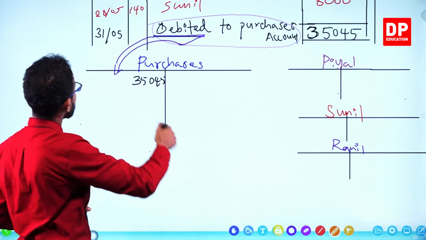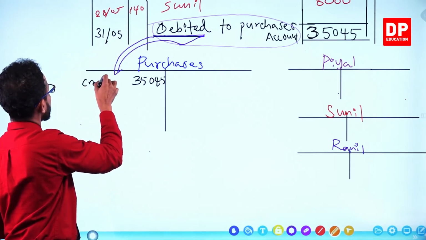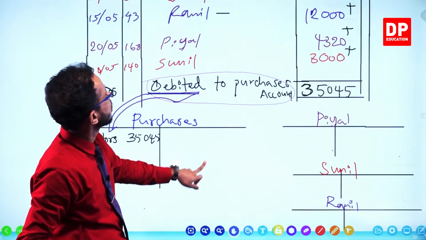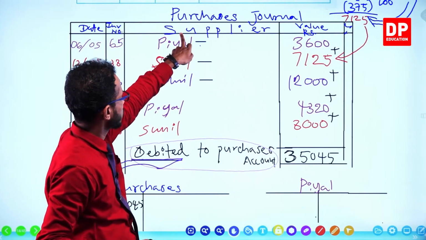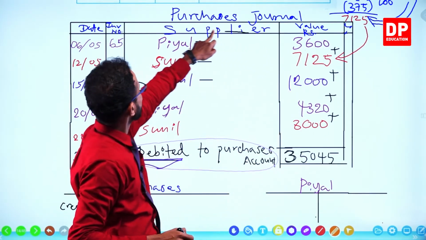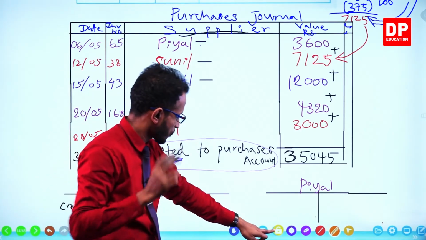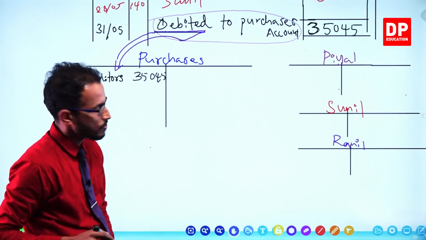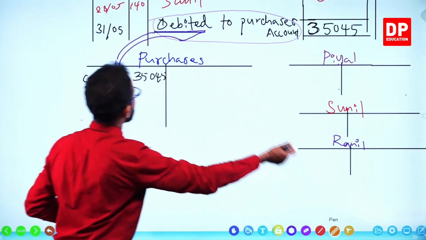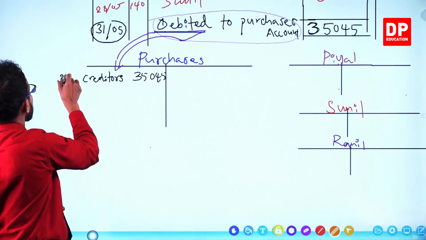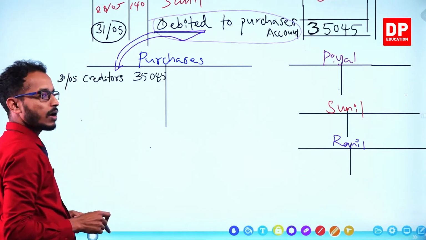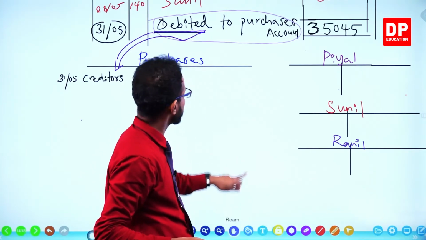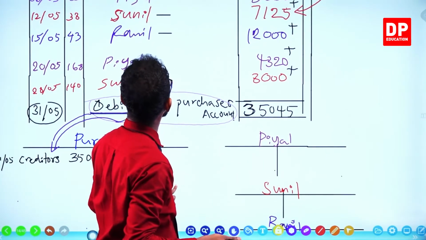What is your description here? Creditors. Even though you write suppliers, it doesn't matter. But the book says we should write creditors. So we wrote creditors. What is the date? The date is the last date, 31st May. Alright, done. Such a simple thing that we have here.